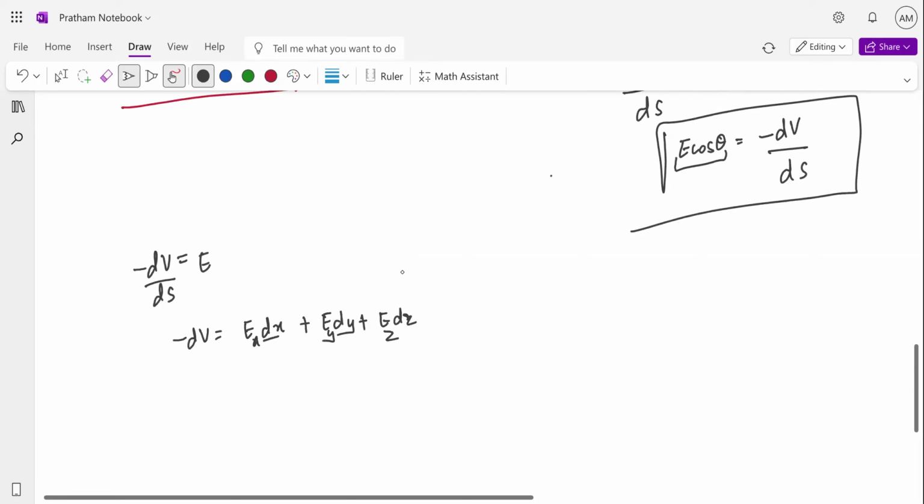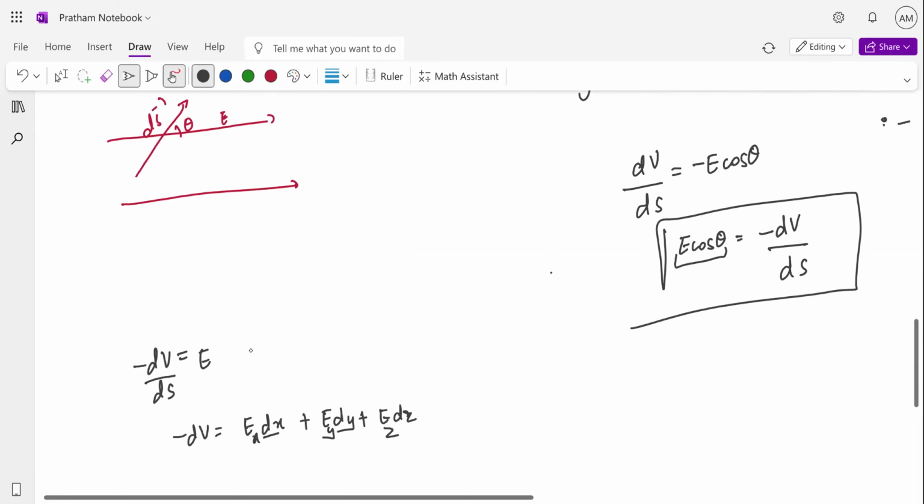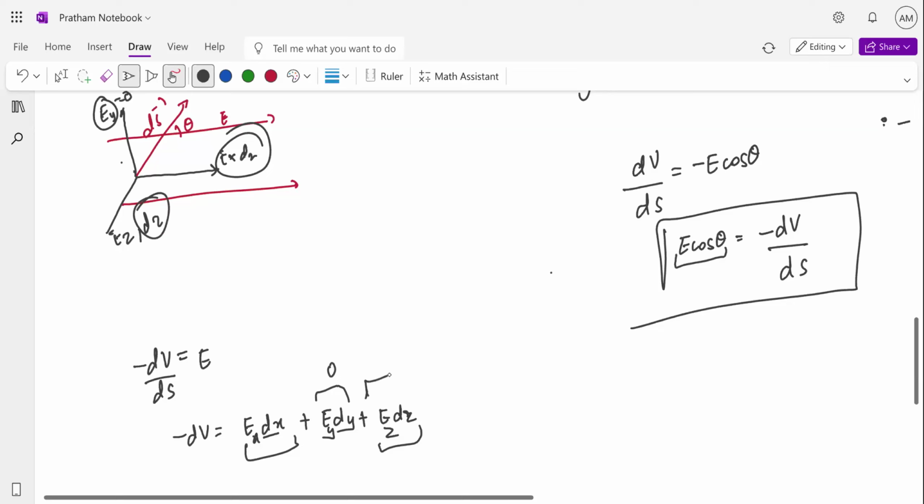Now, what is the benefit of it? If you do this, you don't have to take any cos theta. When you calculate, let's say in this case, it will have only the component Ex and dx, so you will get a value for this. For dy, you will have dy also, but you won't have Ey, so this expression comes out 0. For Ez and dz, you don't have Ez and you don't have dz, so this expression will also be 0.